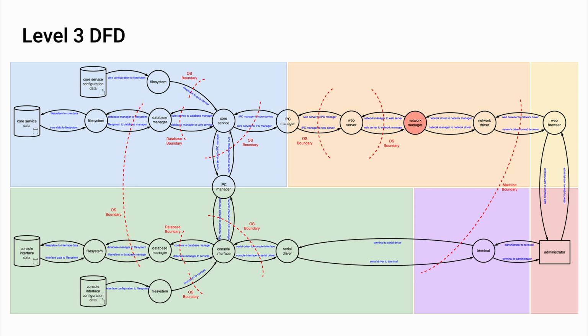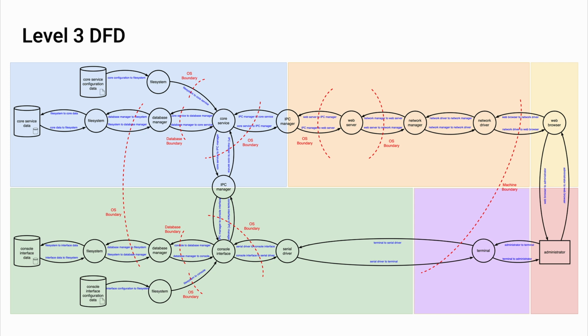Likewise, the network manager doesn't directly connect to the network. It requires a network driver. The reason we don't need a boundary between the network manager and the network driver is that both are owned by the operating system. The database, on the other hand, is not, which is why we have a database boundary rather than an OS boundary here. Just by having the boundaries, we can make certain inferences about the processes themselves. We'll address how to make that more obvious in a bit.